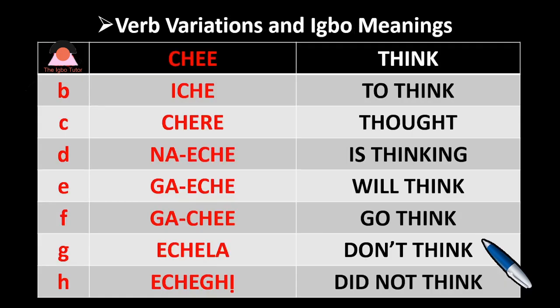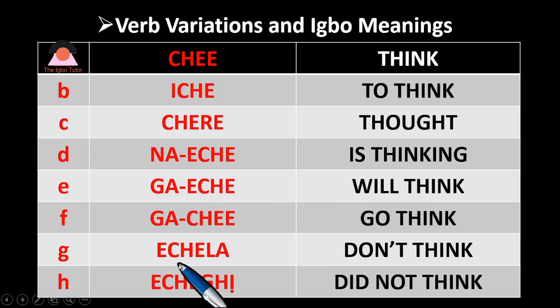We're beginning with the first one, which is Chee, think. We're going to have about 5, 6, or 7 variations here. We have Chee, think. We have Iche, to think. We have Chere, low tone, thoughts. We have na eche, is thinking. We have ga eche, will think. Then we have ga che, go think.